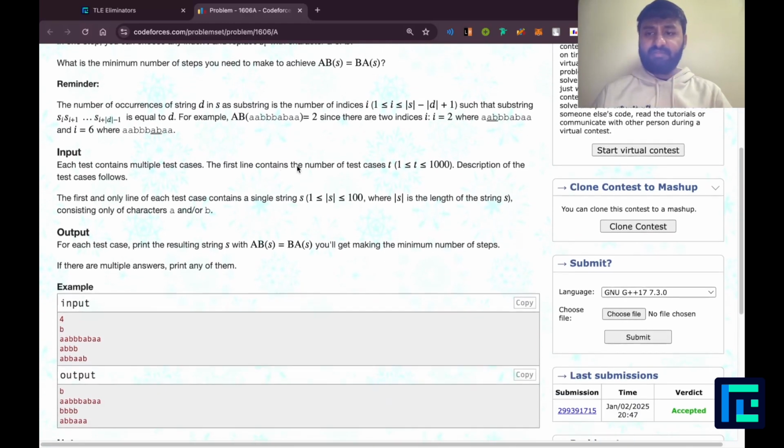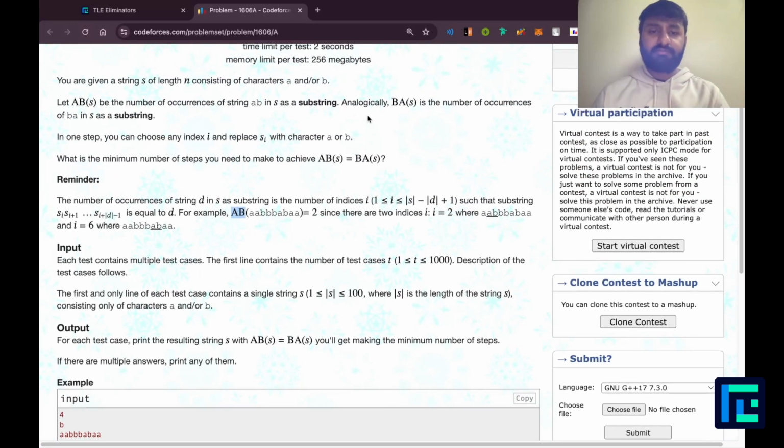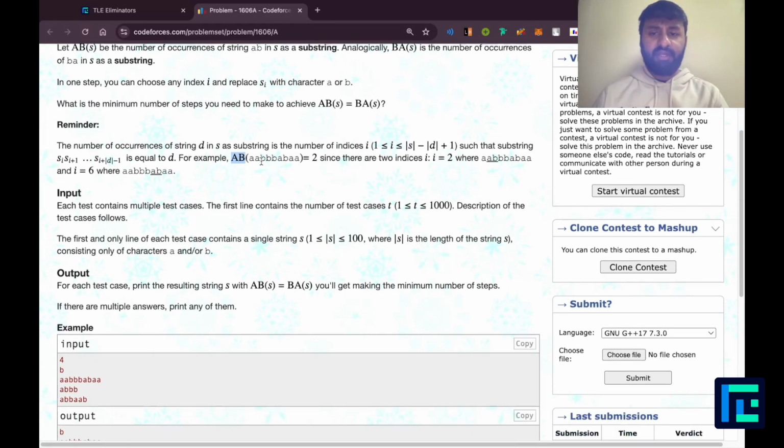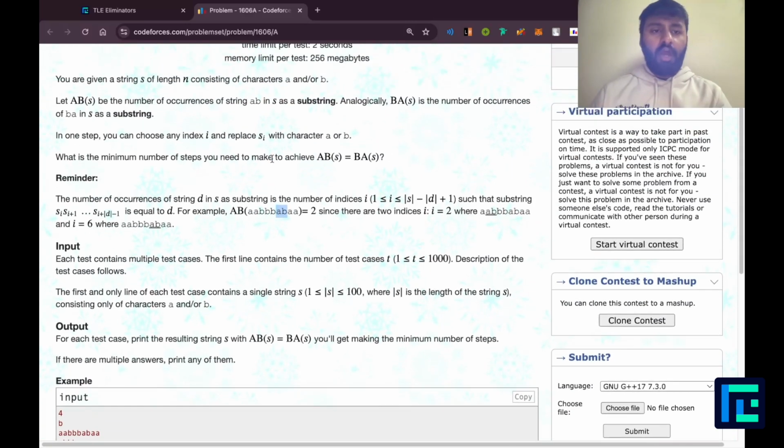Let us try to generalize this problem. They have given you a small reminder on what a substring is and what they mean by the number of occurrences of a string D in that string S. And you can definitely read this up. For example, they have given you very nicely, if I want to find capital AB of this string, then this is 2. Since I can find two indices where I find small ab as an occurrence of a substring. So I can see there is a small ab like this, very clear, and then there is one more small ab, very, very clear. Alright, so basic problem.